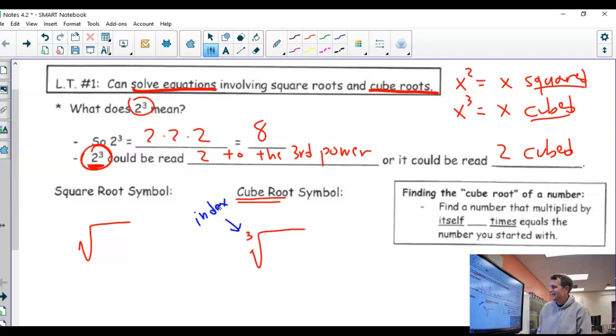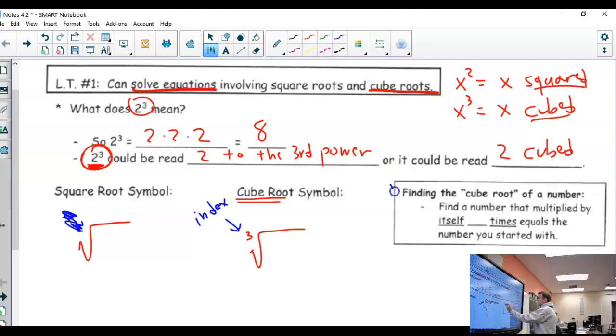The index, right? When the index is a 2, like over here, we don't put it in. If it's a 2, we don't write it in. When there's nothing there, you know it's a square root. But if it's bigger than a square root, we write that number in. In this case, it's a cube root, so we would have a little 3 there. If we were looking for the fourth root, that's right, we'd have a 4 there.